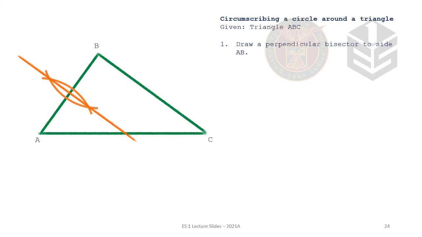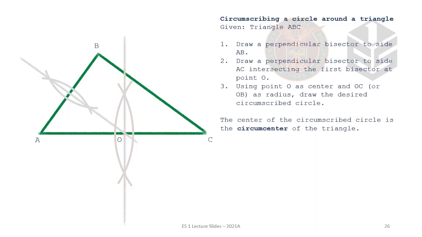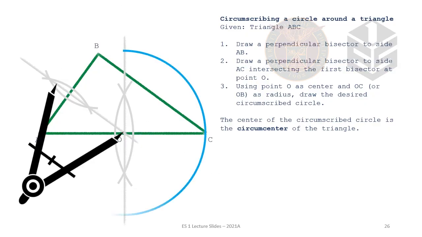Then draw another perpendicular bisector, in this case the perpendicular bisector of A. It will intersect at some point. Now, it's just a coincidence that it intersected at side AC as well, but it may intersect at any other location. Now that we know the center of the circle, we can just use our compass to complete the drawing.